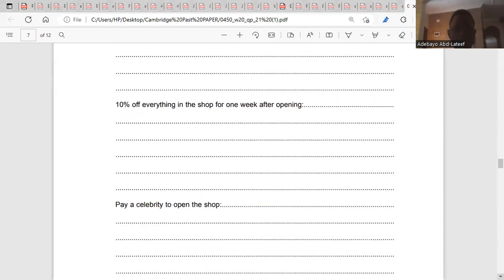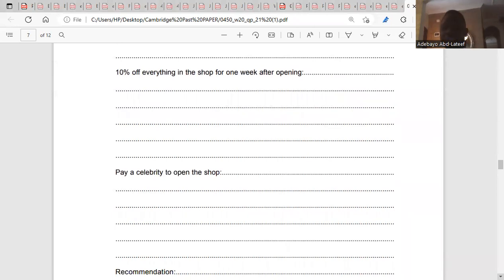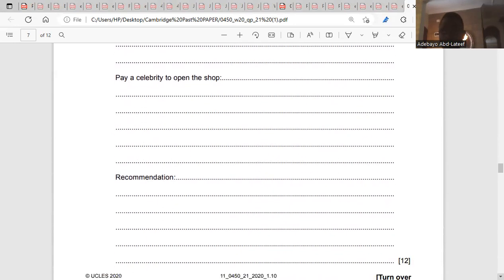Pay a celebrity to open the shop. The advantage about paying a celebrity to open the shop is a lot of people might want to look out for that celebrity. They might want to visit that shop because of the celebrity, which might increase the sales and the reputation of the business. But the problem about this is that you might need to pay a huge amount of money to get the attention of the celebrity. So that's about that. Is it clear? Very clear.